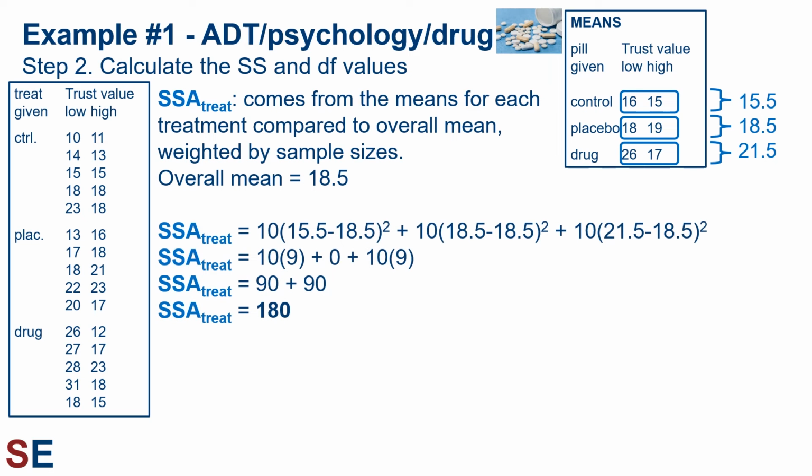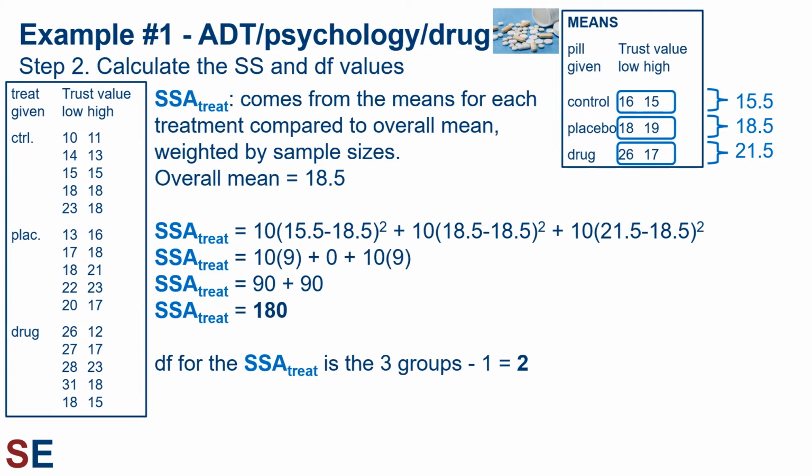The SSA treat is therefore 10 multiplied by 15.5 minus 18.5 squared, plus 10 times 18.5 minus 18.5 squared, plus 10 times 21.5 minus 18.5 squared, and after a few steps, we get 180. The degrees of freedom for this SSA are the 3 groups minus 1 equals 2.